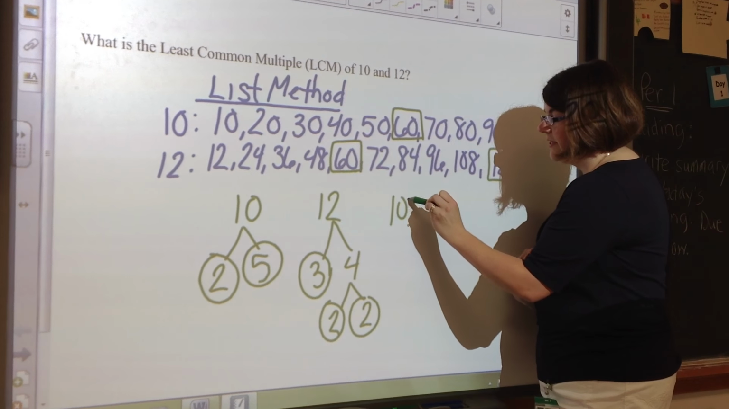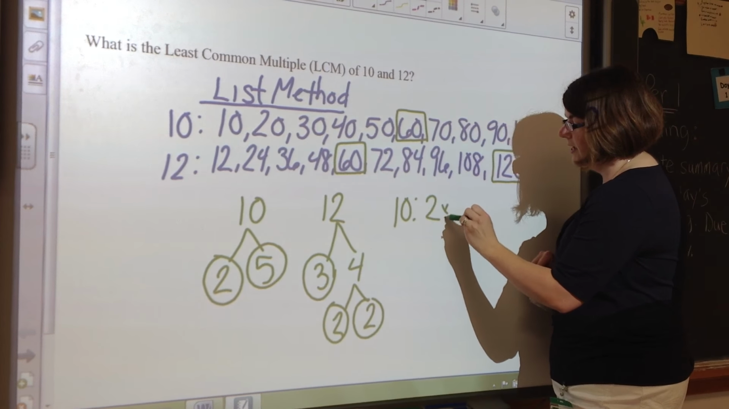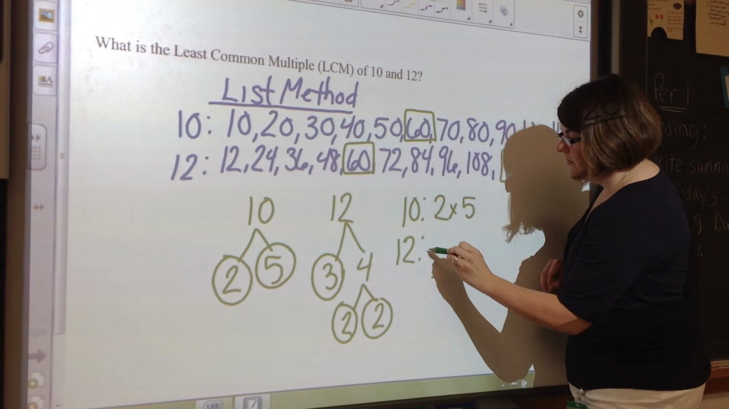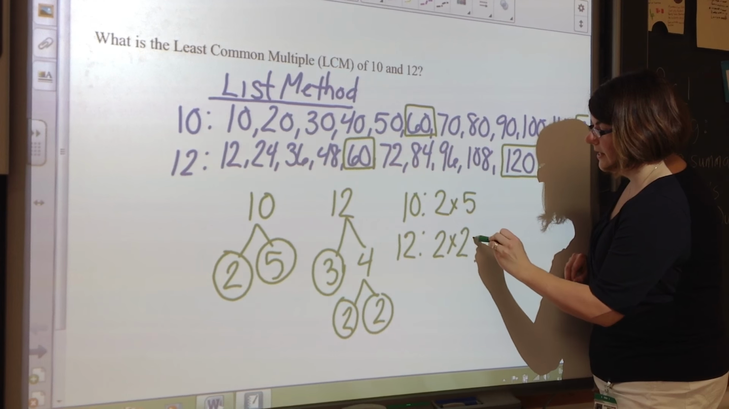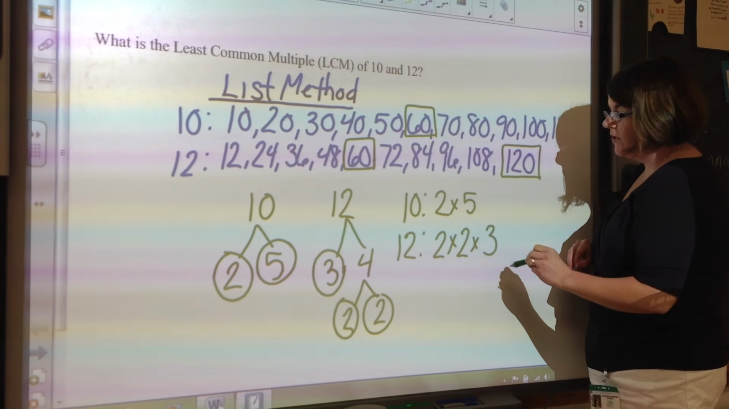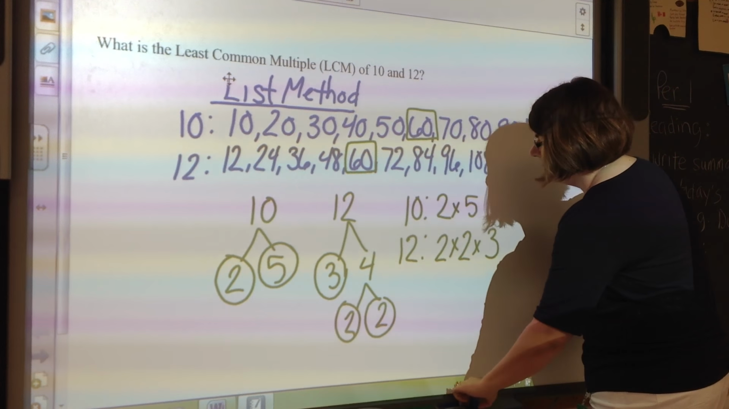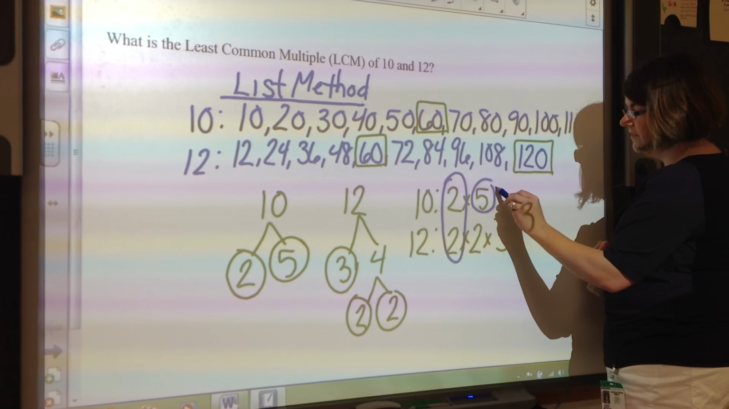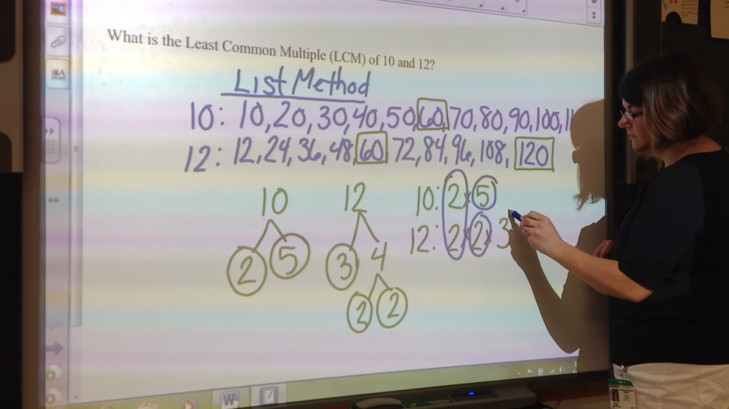So we go ahead and we list 2 times 5. These are the prime numbers that multiply to give you 10. These are the prime numbers that multiply to give you 12. You circle the pairs that you have. We have a pair of 2s. We have a 5 that's left over, a 2 that's left over, and a 3.